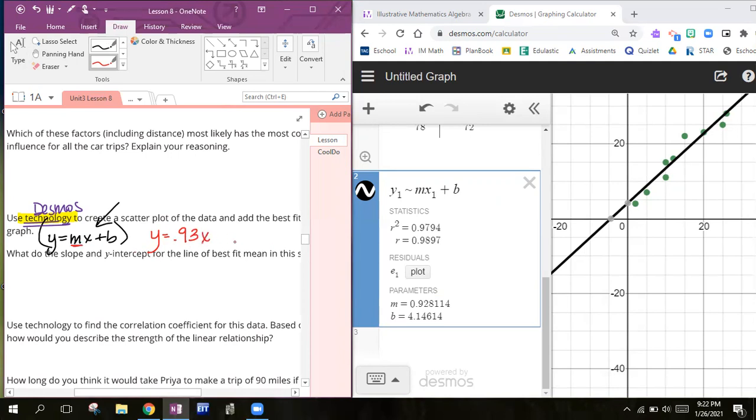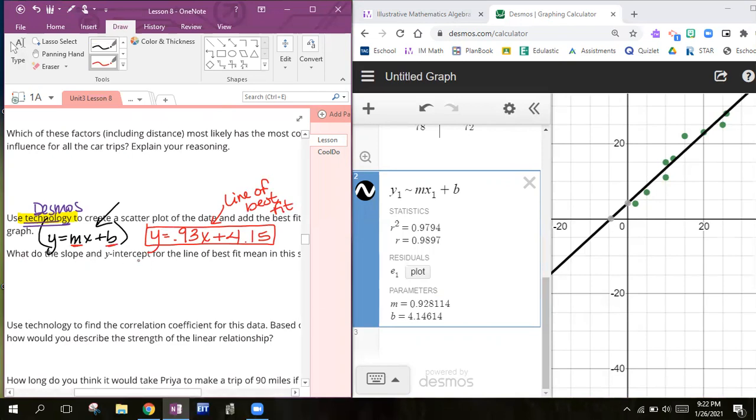Got to add my x, plus we've got our b down here. We got 4.14, and that 6 will round it up to a 5. So my b value will be 4.15. All right, so that is our equation for the line of best fit, aka the equation of this line right here that we just created.